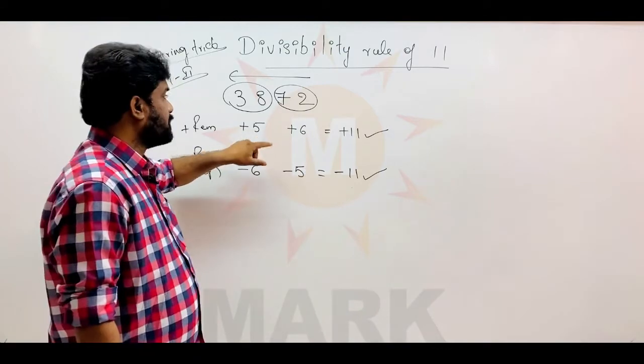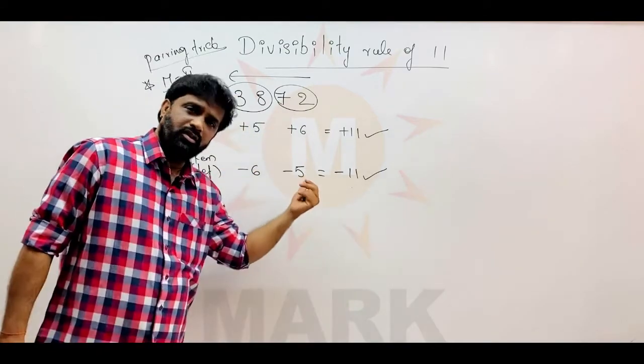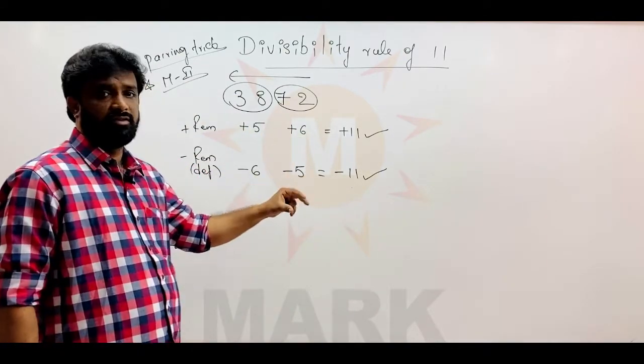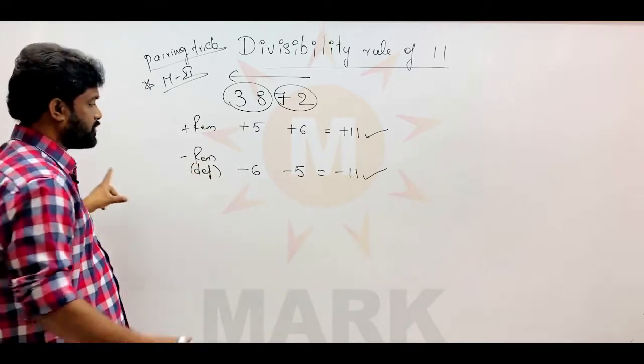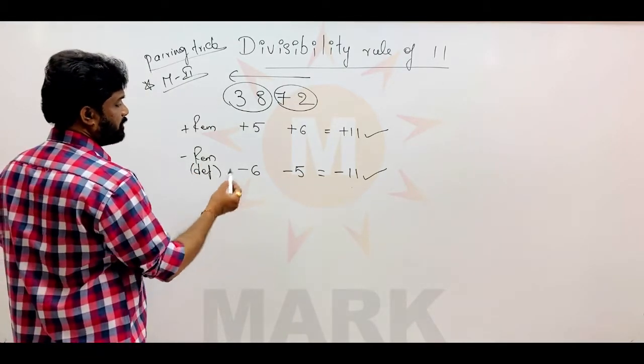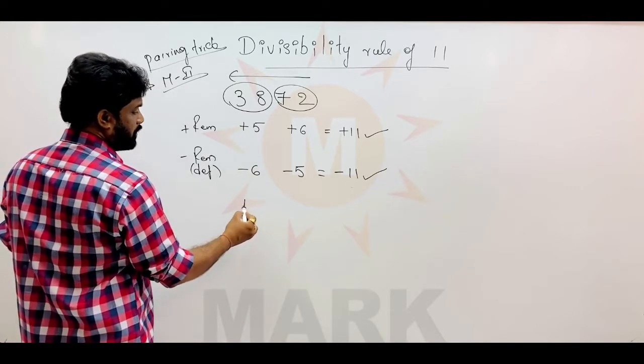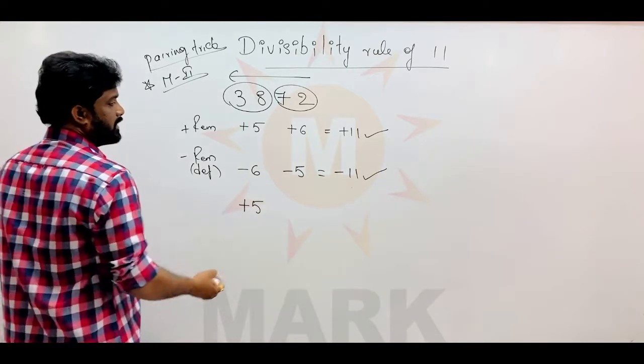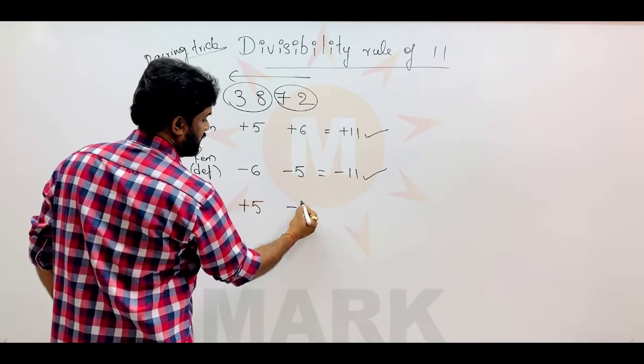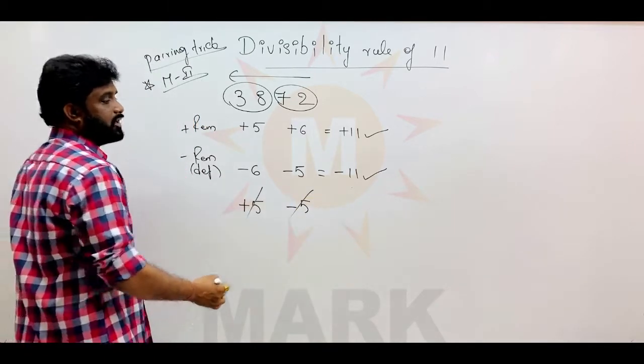Multiples of 11, if you are taking both positive remainders or both negative remainders. You can make a mix of two also. Some people will take a mix of two. Suppose this side they will write positive remainder, plus 5, and negative remainder, minus 5. So if you take both, you should get 0.